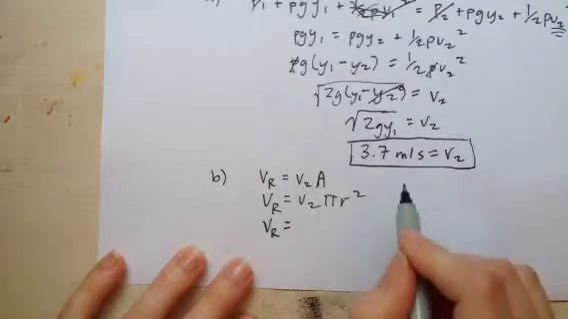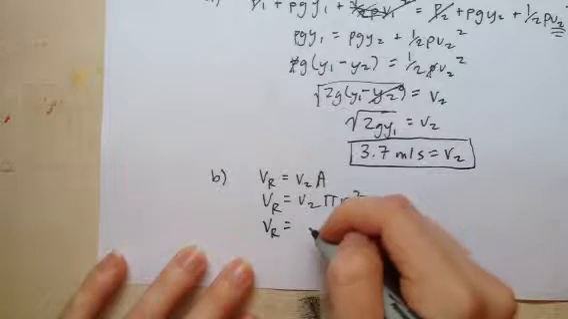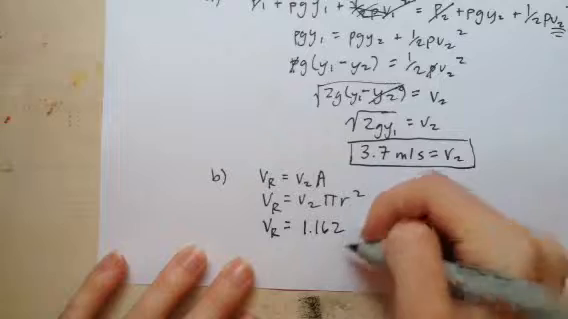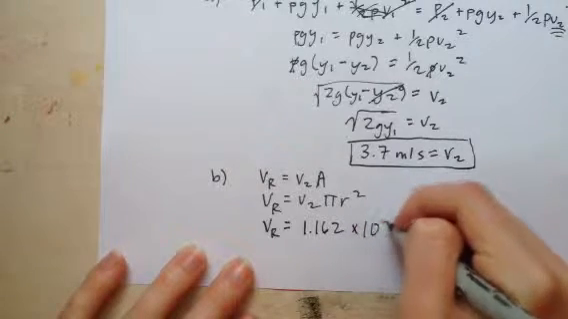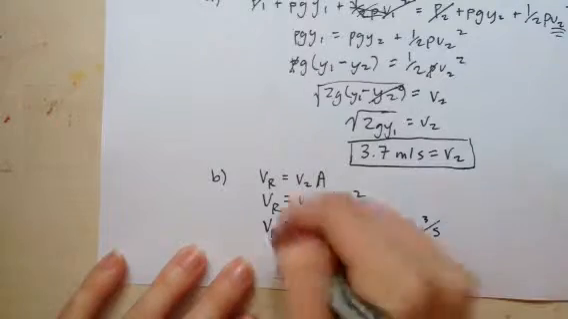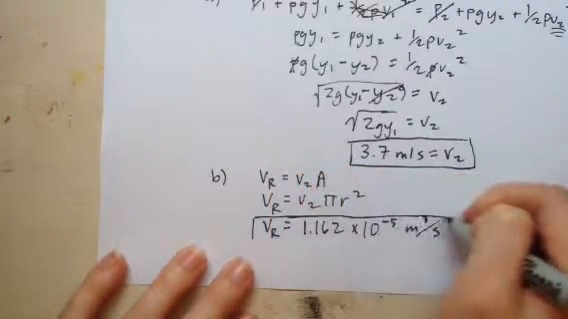And that gives us, when we plug in 0.001 meters for our radius and the v2 from part A, 1.162 times 10 to the negative fifth meters cubed per second for our volume rate of the water.